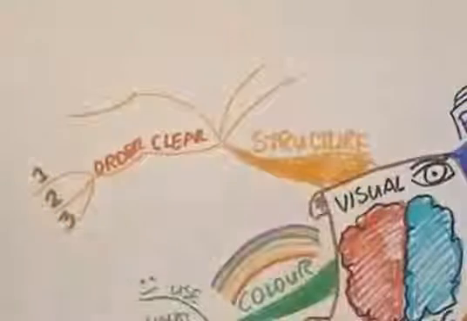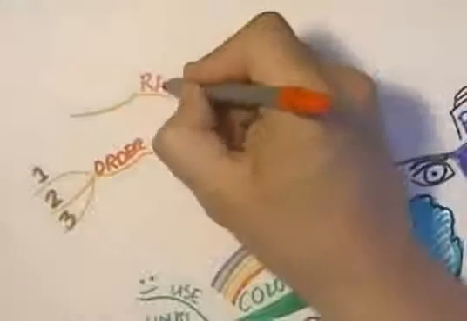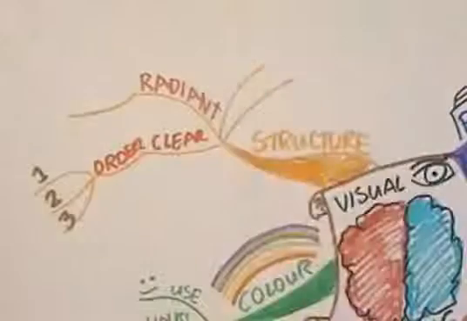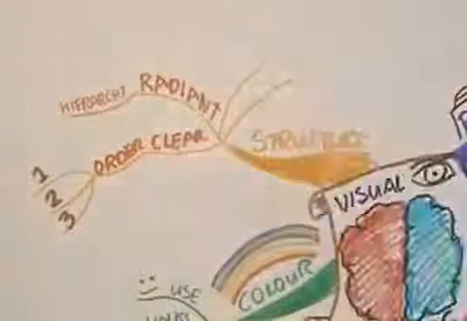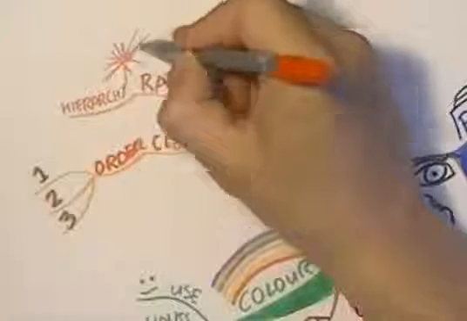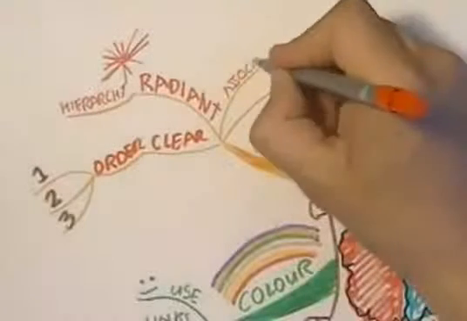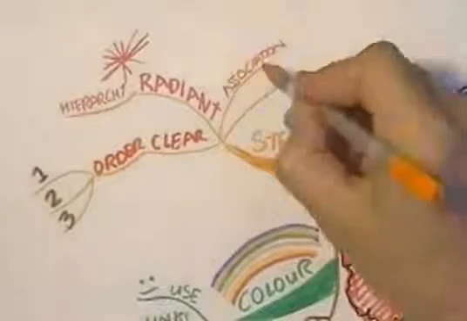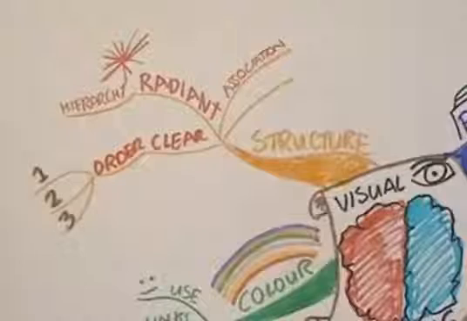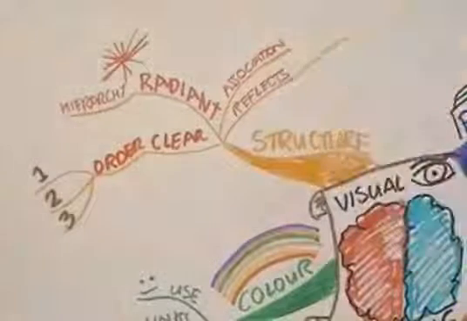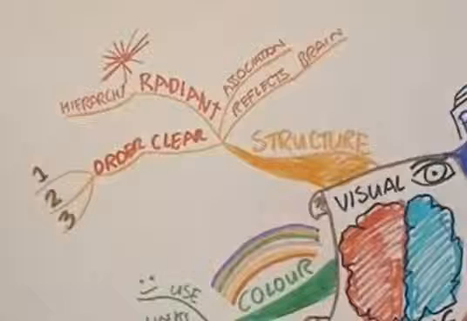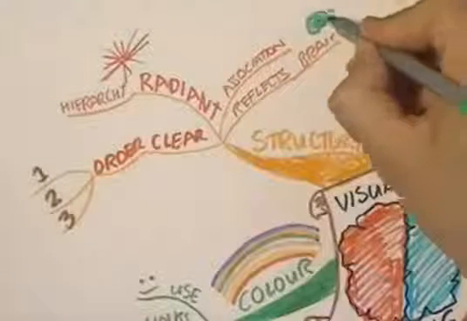You could describe the structure as a radiant one, where you have a hierarchy of information. You have your central image and then all the information that radiates out from that central point. You're using association and linking things together within the visual map. And perhaps most importantly, this technique reflects the way our brain functions.